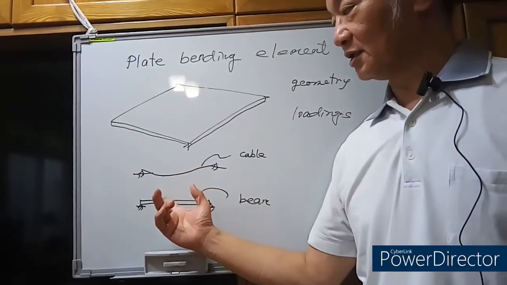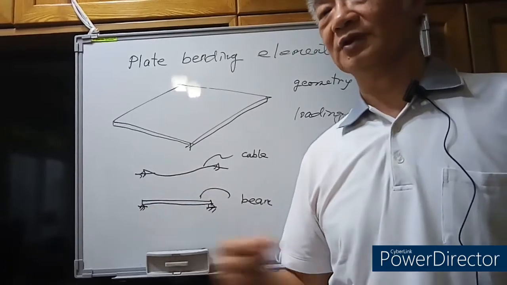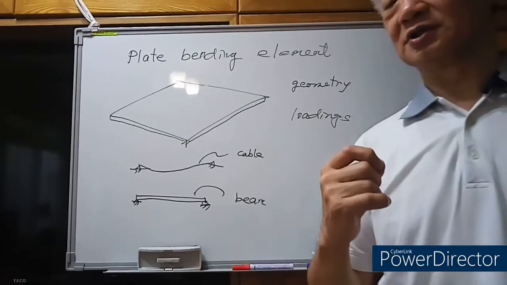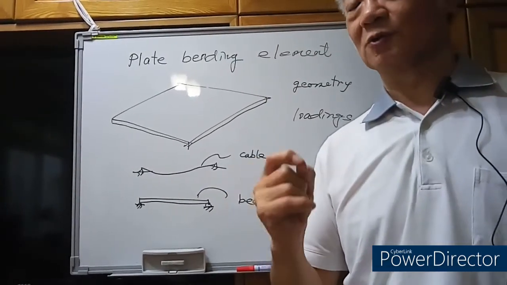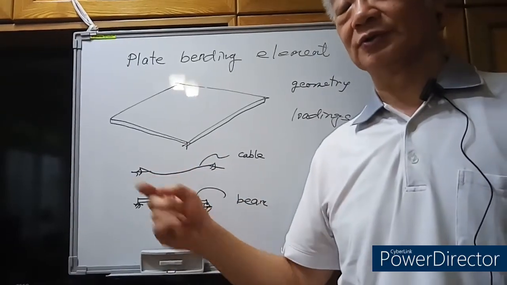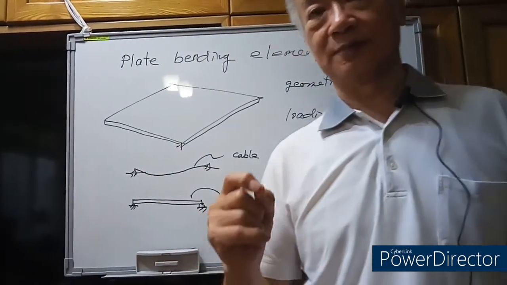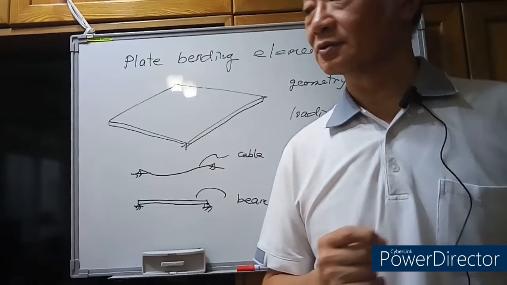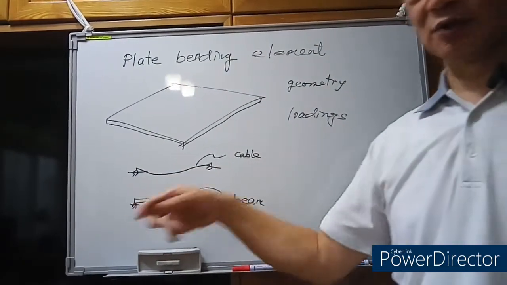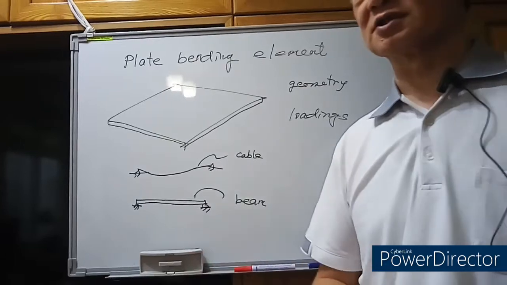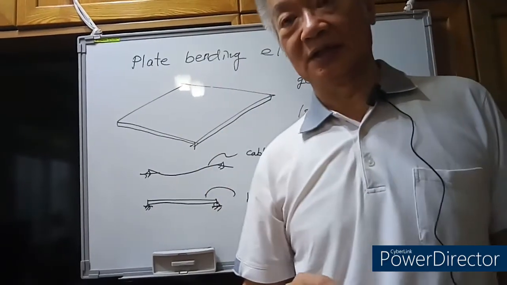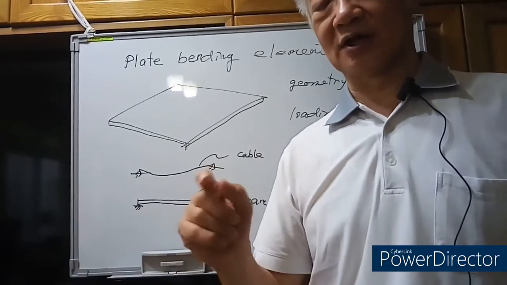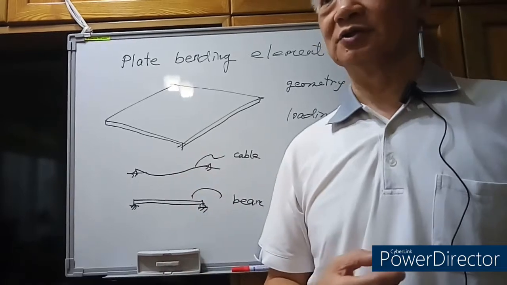So we need to consider the bending moment. It means the bending stiffness, the moment of inertia. It cannot be so small compared to the cable structural model. For the cable structural model, the bending stiffness is assumed to be close to zero. But for the beam model, we need to consider the bending moment and the shear force, so it cannot be close to zero bending stiffness. So the I values we need to consider.